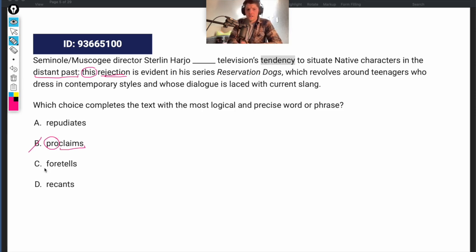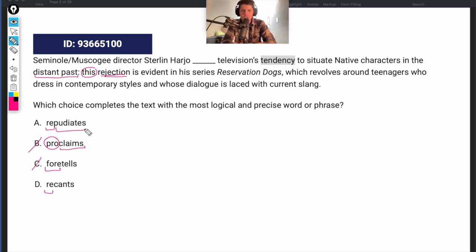Foretells, you can see sort of like the word before, right? Or foreshadowing or forecast, meaning sort of looking ahead. So is he looking ahead about this tendency? Certainly not. So now we're down to two words. And it could be the case that you don't know either of these words. I still think you can make a choice between repudiates and recants. Okay? So let's talk about what's the same. Of course, the first two letters, that re part, right?